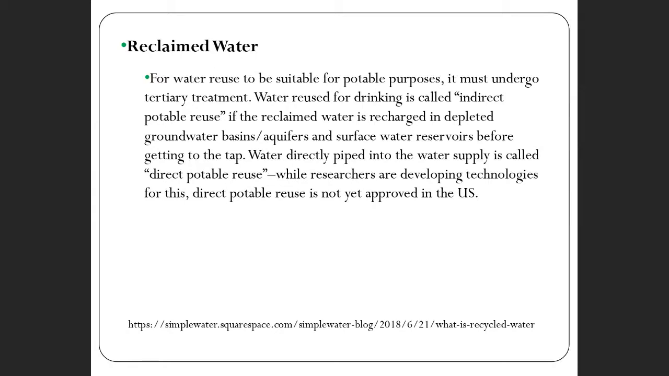That would be indirect potable water reuse. We haven't yet got around, at least in this country, to direct potable water use, which would mean that we would take treated water from the wastewater treatment plant and put it right into the supply system. We haven't gotten there yet, but we may be forced to do so with continued drought and water stress.